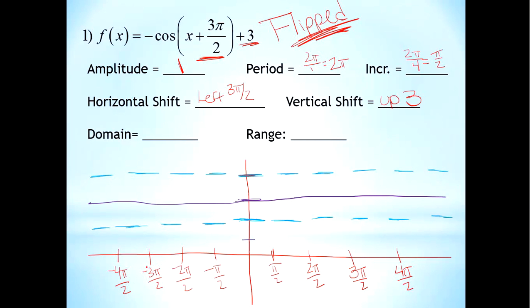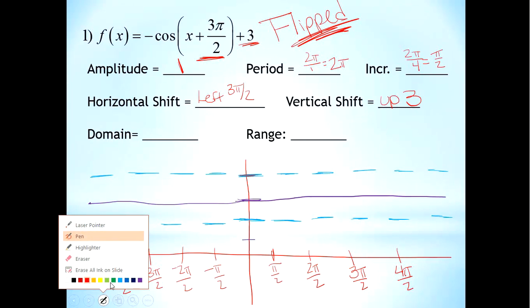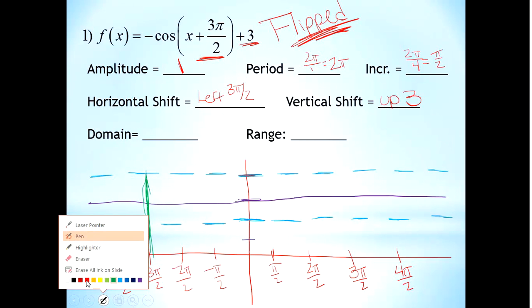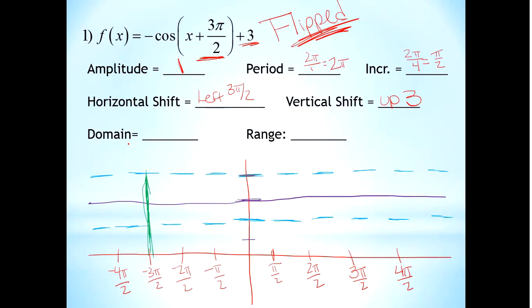Okay, now horizontal shift. I am told I need to go left 3 pi over 2. So instead of starting over here, I am going to start over here at this 3 pi over 2. So this is going to be my new starting point of my graph. Okay? So I have graphed everything. Now let's actually get in our dots. So it is a flipped cosine function.